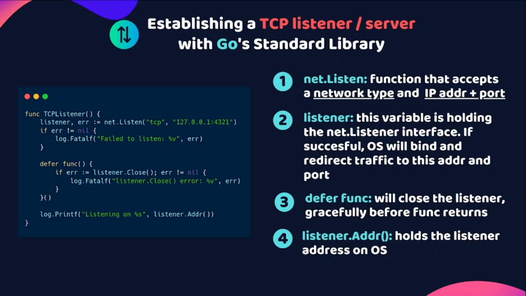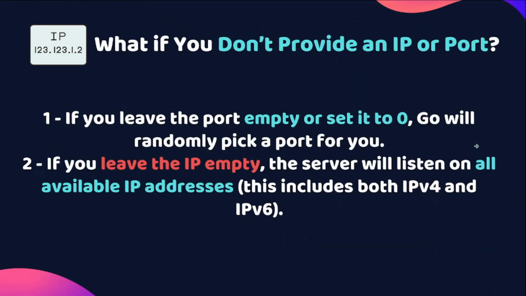What if you don't provide an IP or a port? If you leave it empty or set it to 0, Go will randomly pick a port for you, as I said previously. If you leave the IP empty, the server will listen on all available IP addresses. That includes both IPv4 and IPv6. To see what IP and port your listener ended up with, you can call the Addr method on the listener.